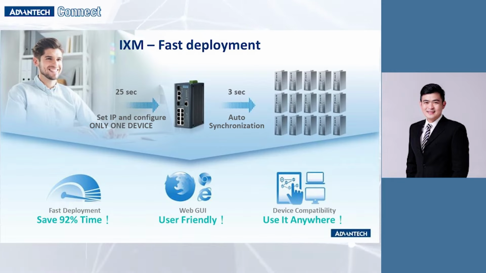Last, I'd like to talk about a feature, IXM. It's a fast deployment function of an industrial managed switch. You need to configure the IP and the configuration for the first device. Then it will auto-synchronize the same devices in the network, which will largely reduce your network deployment time. So the EKI-7000 series, with a complete product portfolio and powerful software features, will make it the best choice for your industrial communication infrastructure.